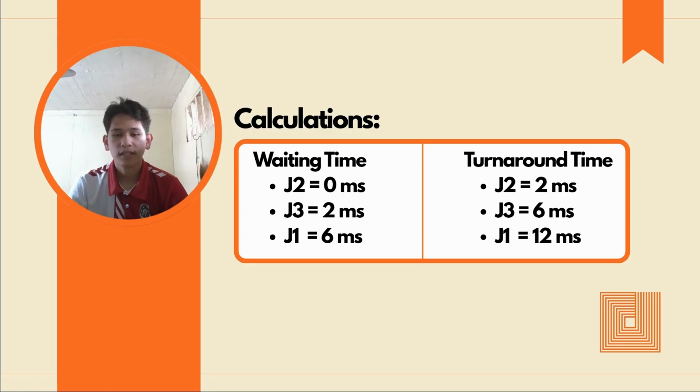Lastly, J1 is executed. J1 waits for both J2 and J3 to finish, so its waiting time is 6 milliseconds. J1 completes at time 12, which means its turnaround time is 12 milliseconds. This example shows how shortest job first scheduling works by completing the shortest job first, which helps reduce waiting time.